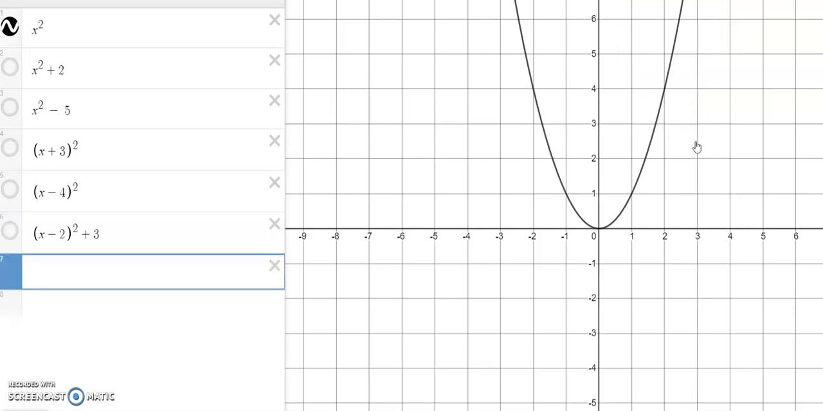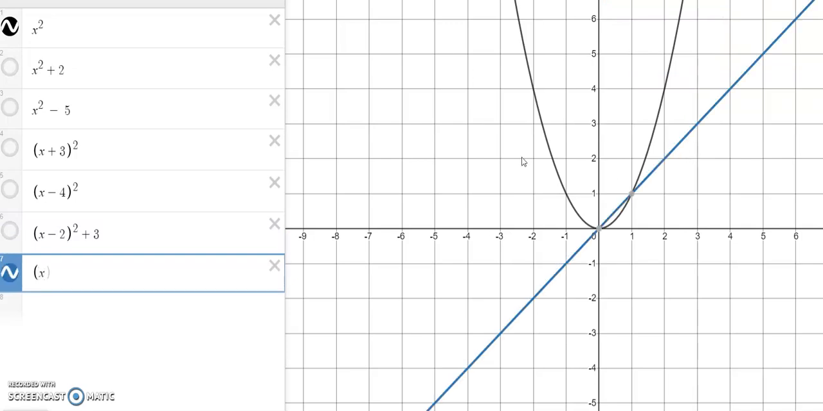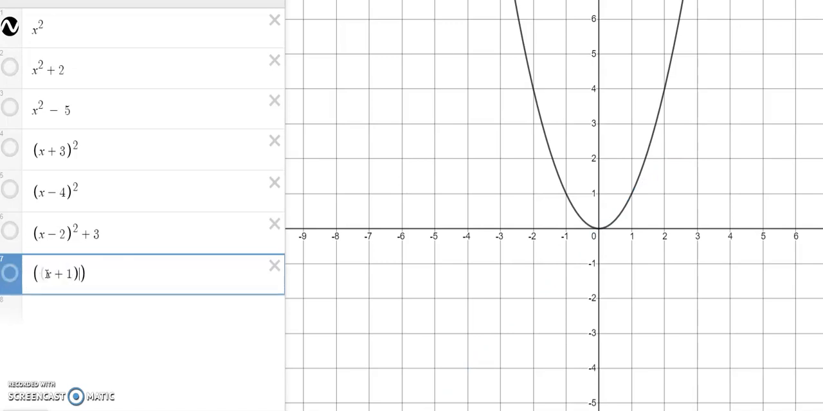Let's do one more. Let's say we have, I'm going to hide this one until we get it done, x plus 1 squared minus 4. X plus 1 squared minus 4. See if you can think about that. Where is it going to go? Can you picture it in your head?